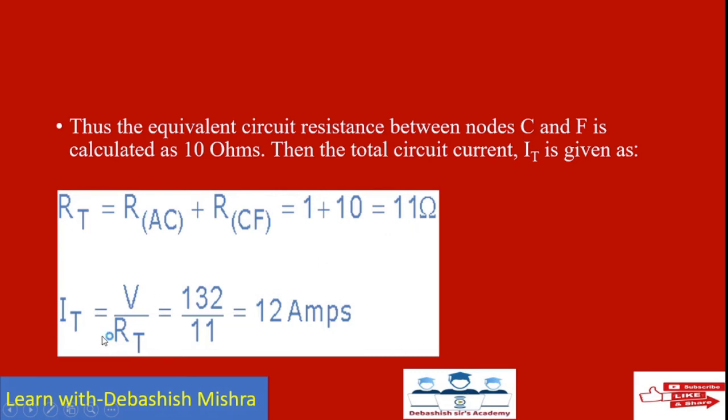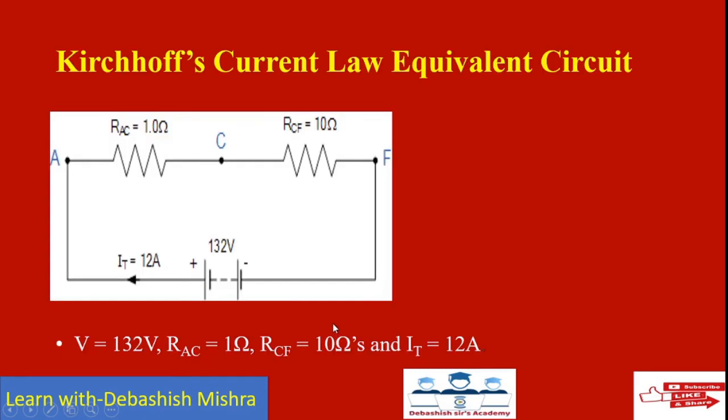IT will be V divided by RT. It is 132 by 11, which is equal to 12 ampere. Now this is the equivalent circuit. 132 volt is there. R1 and R2 connected in parallel give 1 ohm, and R3, R4 and R5 connected in parallel give RCF as 10 ohm. So this is the equivalent circuit for Kirchhoff's current law considering the node C.